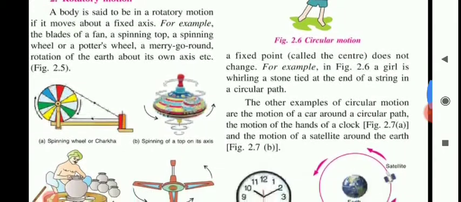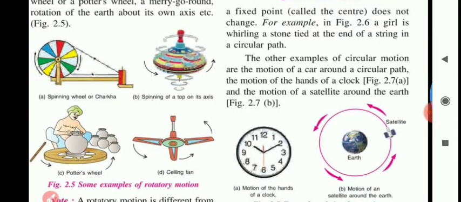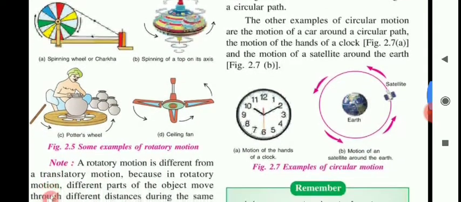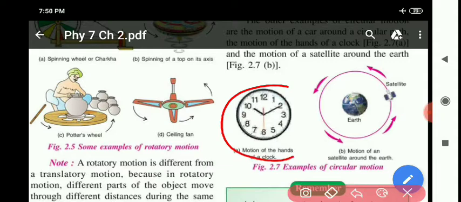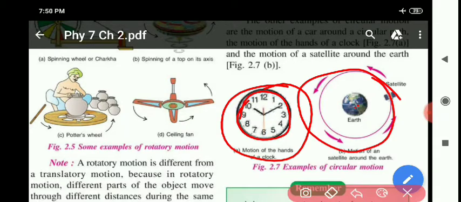The other examples of circular motion are the motion of a car around a circular path, the motion of the hands of a clock. See, the hands of the clock are continuously moving in a circular path only. Or the motion of a satellite around the earth. Earth is there, this is fixed, and this satellite will move around the earth only. That is the motion of the satellite around the earth. So these are the different examples of circular motion.